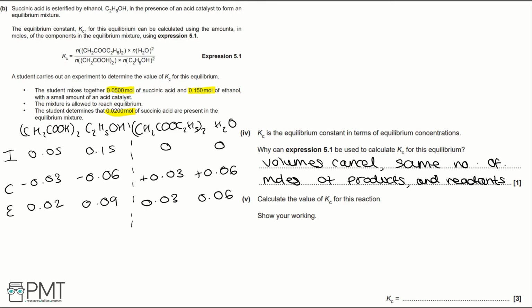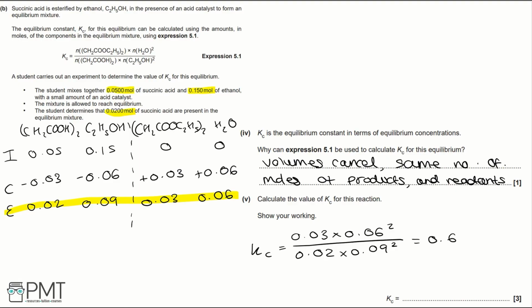So now we're going to plug in the numbers that we've just calculated for the number of moles in the equilibrium mixture. We're going to use our expression for Kc and plug in the moles. So that would be 0.03 times 0.06 to the power of 2. We're applying the same powers of 2 as we're given in the expression for Kc, and we would divide by 0.02 times 0.09 to the power of 2. That gives us a value for Kc of 0.67, which we will then write on the answer line for this question.